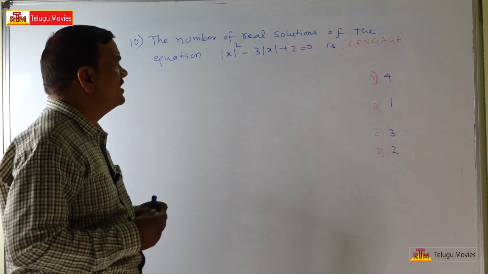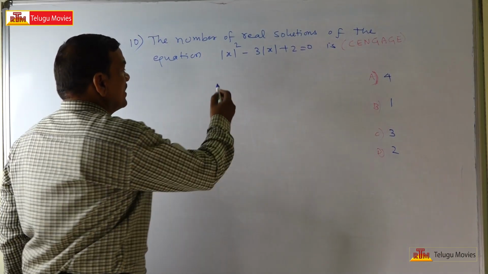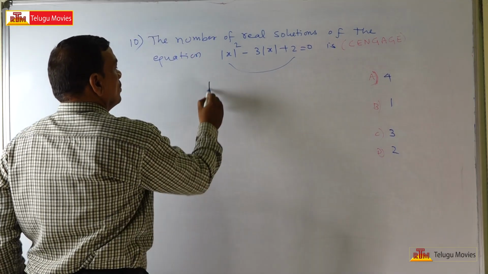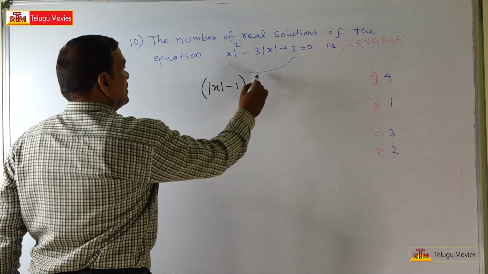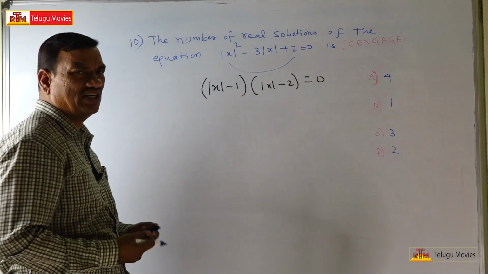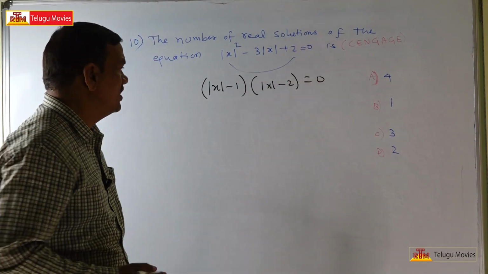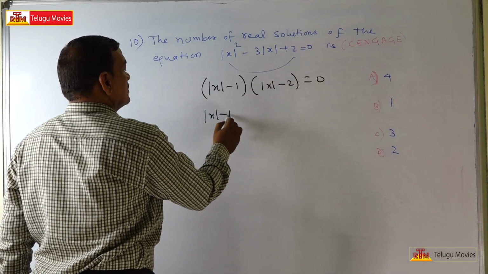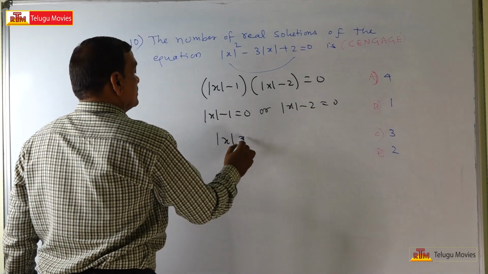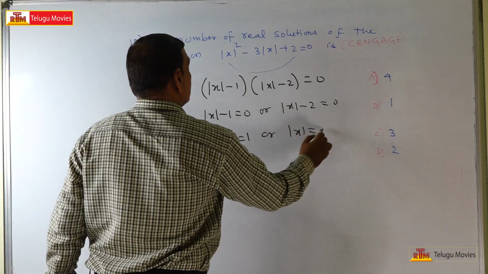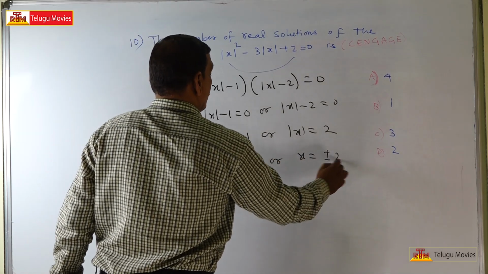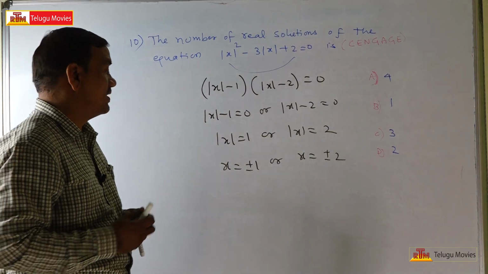First, the very easy thing is you factorize this. What will you get? This is equal to (mod x minus 1) times (mod x minus 2) is equal to 0. Just treat mod x like a variable x, you can easily factorize it. So either mod x minus 1 is 0 or mod x minus 2 is 0. Mod x is 1 or mod x is 2. So x is equal to plus or minus 1 or x is equal to plus or minus 2.